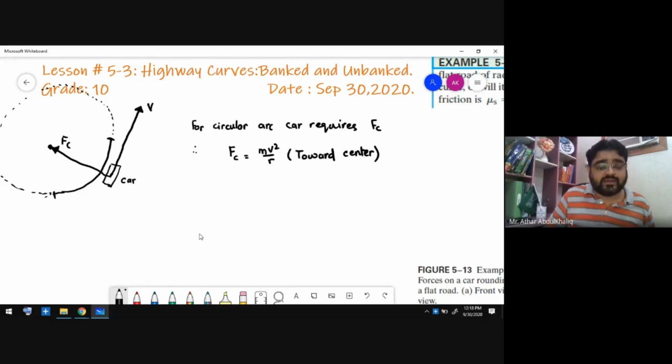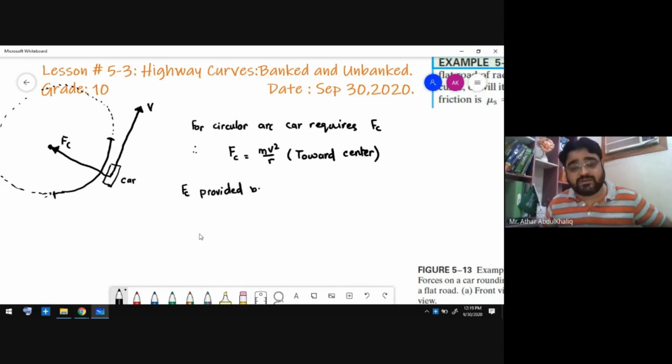Now, when this car was taking a turn, it requires a centripetal force. Even though you are moving the steering wheel like this, the steering wheel is not providing the centripetal force. This centripetal force is provided by friction. And what is the friction? Provided by friction between the tires and the road.